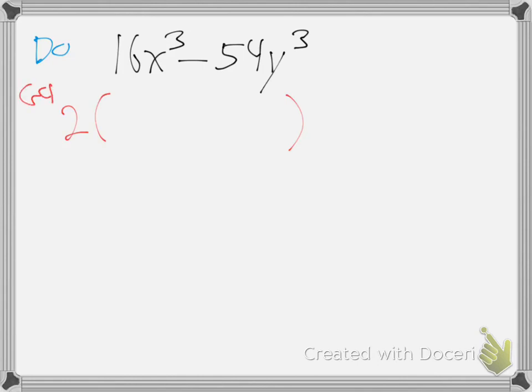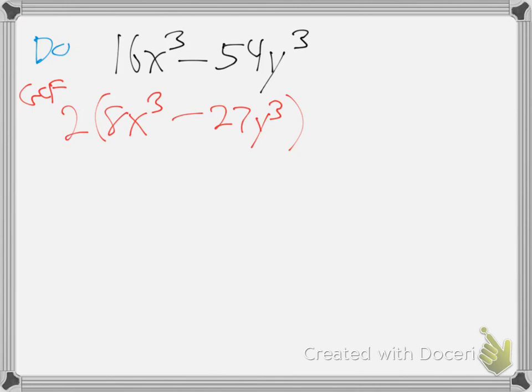All right, let me make one up here for you. Let me think if I can make a good one. All right, I'm going to try to trick you. Two, take out that GCF and do one parenthesis, right? This will be 8x cubed, 27y cubed. Now go.